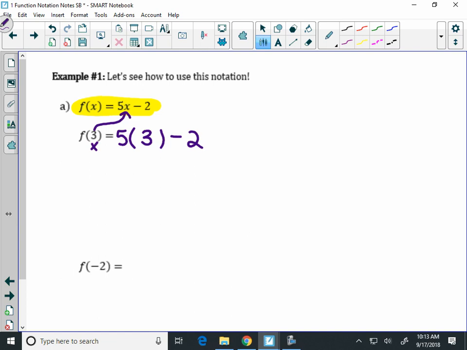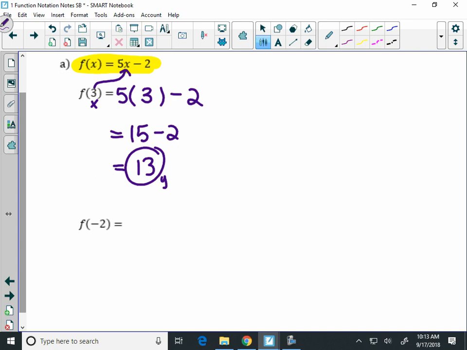Now you just simplify. You can use your calculator or you can do it in your head. 5 times 3 is 15, minus 2. 15 minus 2 is 13. 13 is your output or your final answer, your y value there. So 13 is the y value that goes with the x of 3.